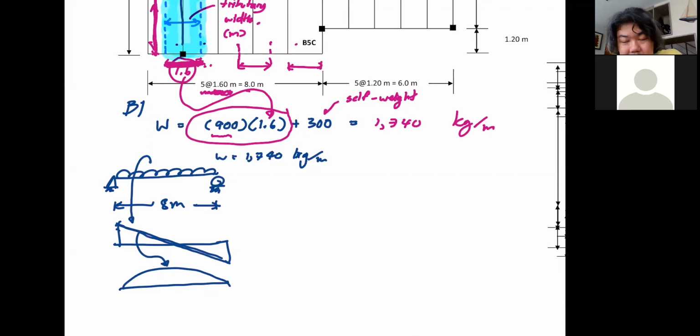This is a gimmick, okay? And this is of course WL over two. That is WL over two. And this is WL squared over eight.